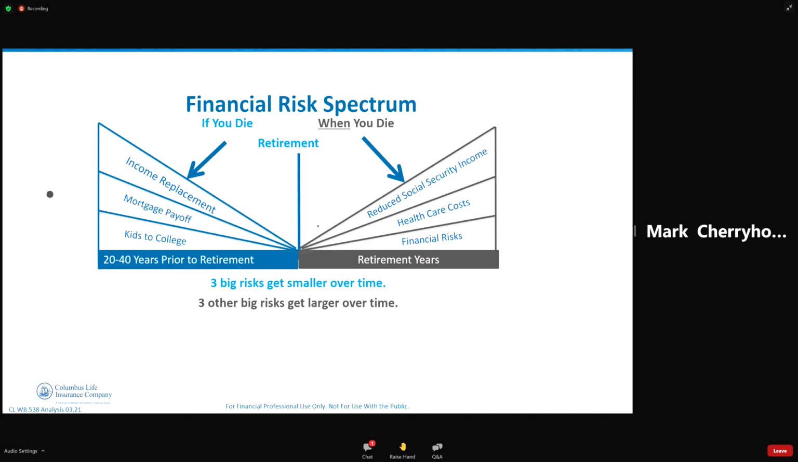So once you understand the difference between the short-term pre-retirement needs on the left side and the long-term in-retirement financial risks, you can begin to think about how to create a life insurance policy portfolio that's going to address both concerns. The type of insurance you need if you die versus the type of insurance you need when you die.